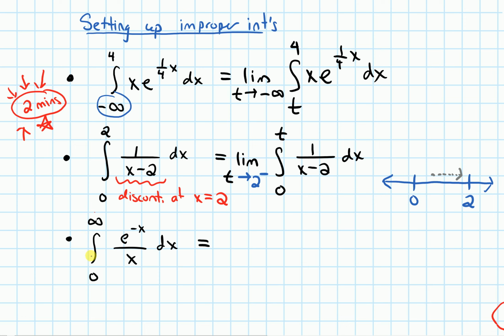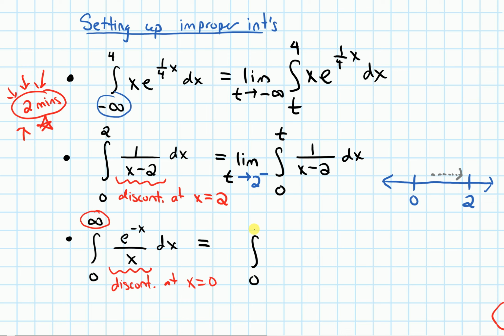We have this integral from 0 to infinity of e to the negative x over x. There are two reasons why this integral is improper. One is the infinity, and the other is that our function is discontinuous at x equals 0, and x equals 0 is part of the interval from 0 to infinity. I can only deal with one improper thing at a time.